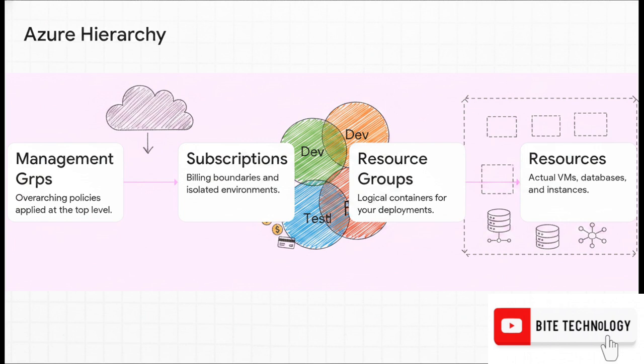Now, pay attention here because this is key. Subscriptions actually act as your billing boundaries. Most teams use them to separate their environments, like keeping dev, test, and prod completely isolated from each other. Inside those, you have your resource groups, and then finally, your actual resources, like your VMs or databases.